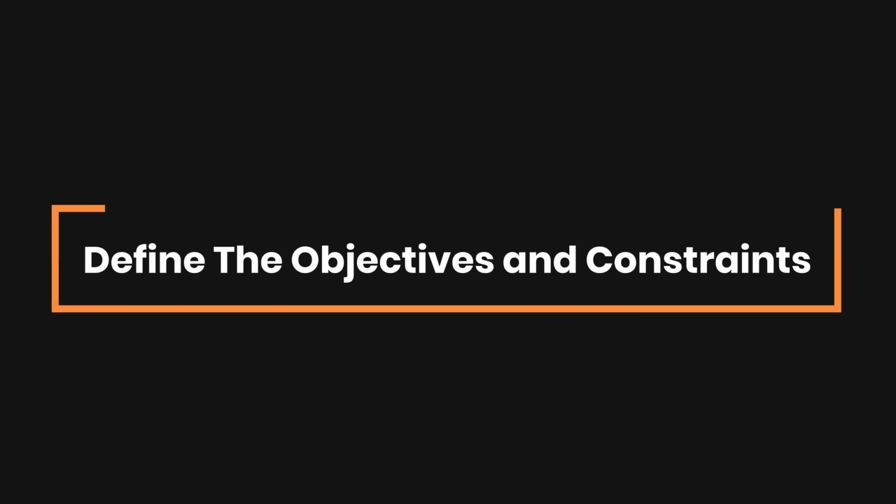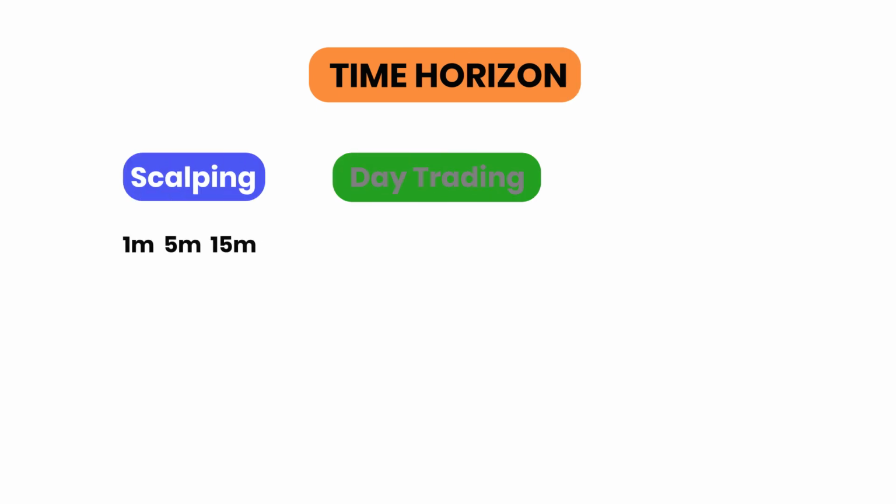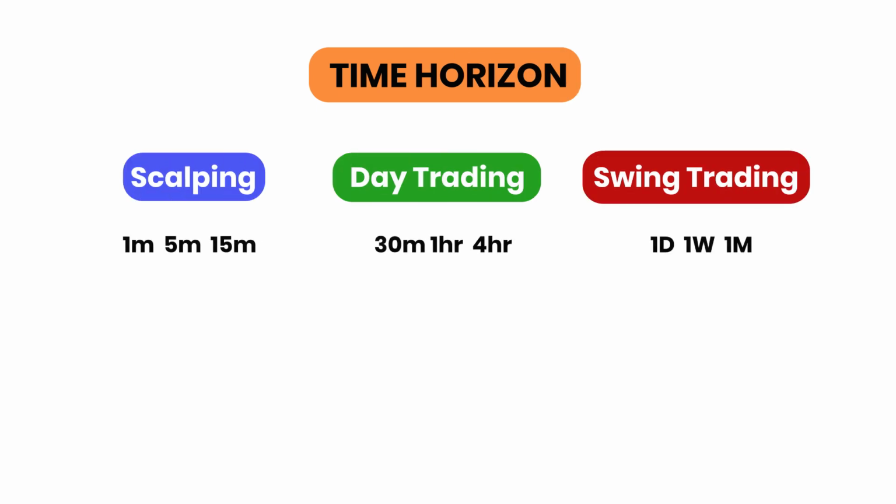First, let's define the objectives and constraints. There are two categories under this part. The first one is the time horizon. So, are you scalping, day trading, swing trading, or investing for the long term? Your time horizon will significantly affect the tools and methods you use. So in this example, I want to be scalping with the MACD indicator using the 15 minutes time frame.